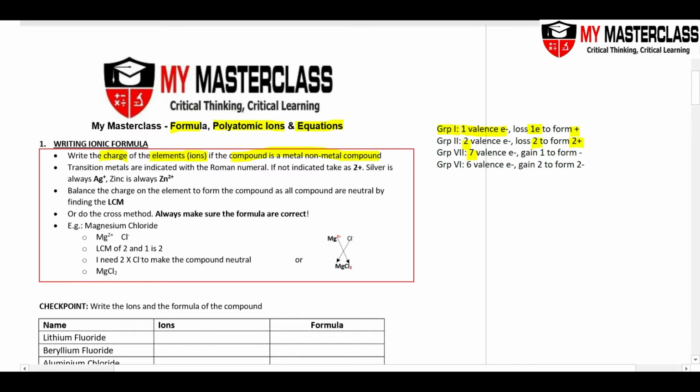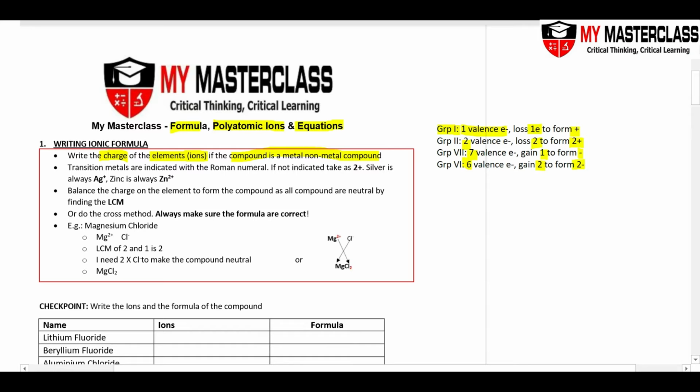Group 7 has 7 valence electrons, so they will gain 1 electron to become 2,8,8. So it gains 1 negative, and forms a negative 1 charge. Group 6 has 6 outer electrons, gains 2 to become 2,8,8, so the charge will be 2 negative. Remember, write the ions of the element and then we write the formula.